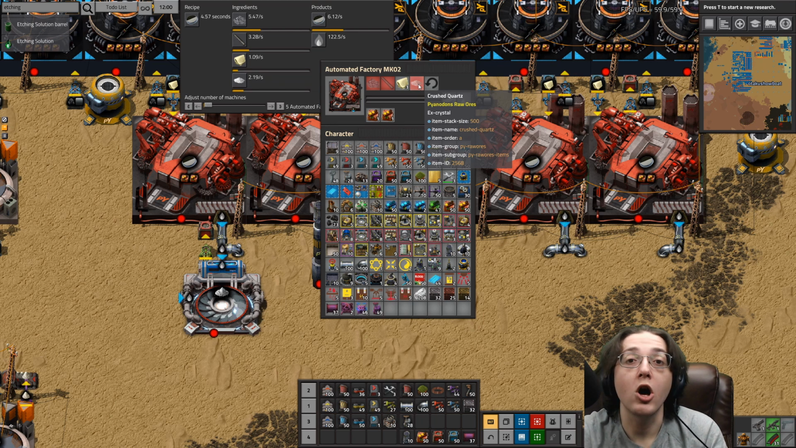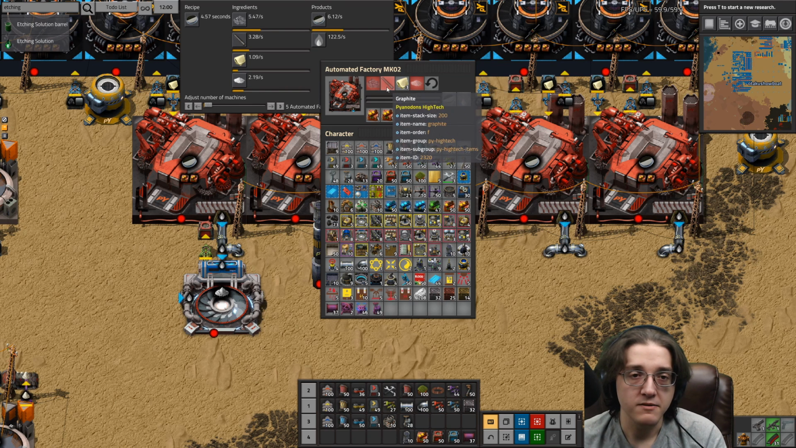It uses a lot of sand. So you could save space on the sand by spending iron, and then you're using iron to get crushed quartz and iron oxide and gravel. But anyway, moving on.